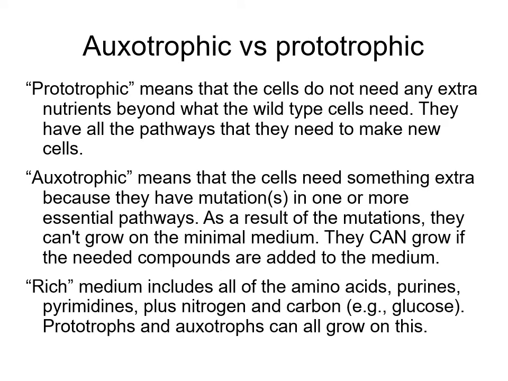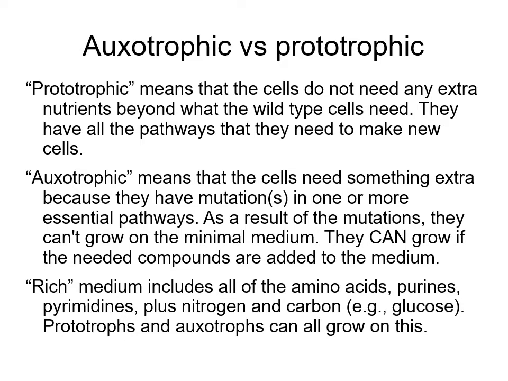Now, auxotrophic versus prototrophic. What we're going to do is compare a particular mutant strain, an auxotroph, versus the wild type, which is a prototroph. Okay, so prototroph means that the cells don't need any extra nutrients beyond what the wild type cells need. They have all the pathways that they need to make new cells. Now, auxotroph means that the cell needs something extra because they have mutations in one or more essential pathways. As a result, they cannot grow on minimum media. But they can grow if the media also contains the component that they can't synthesize for themselves. And that's going to become important in a few minutes.